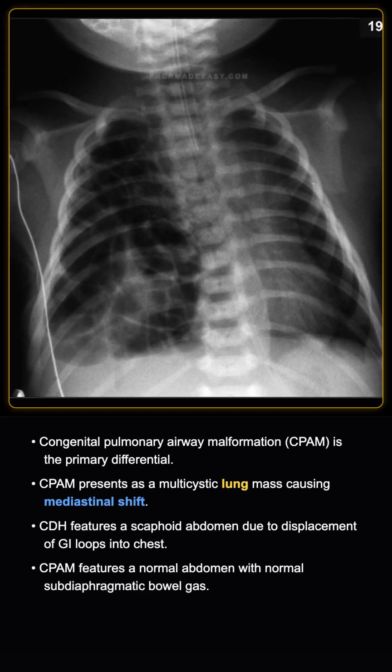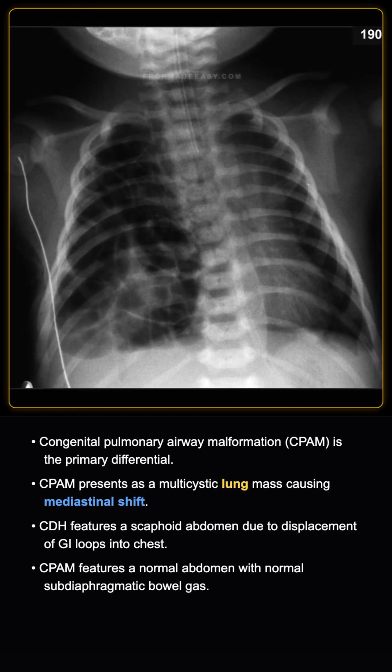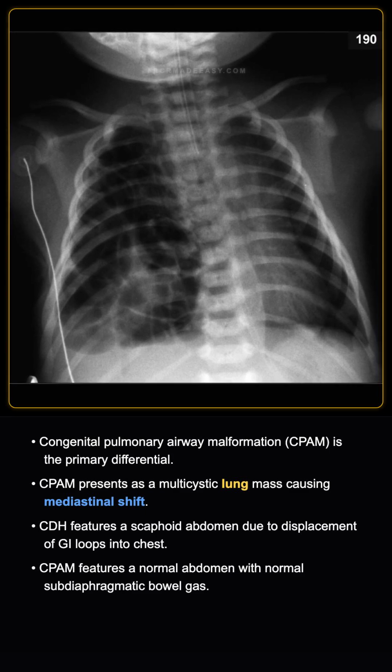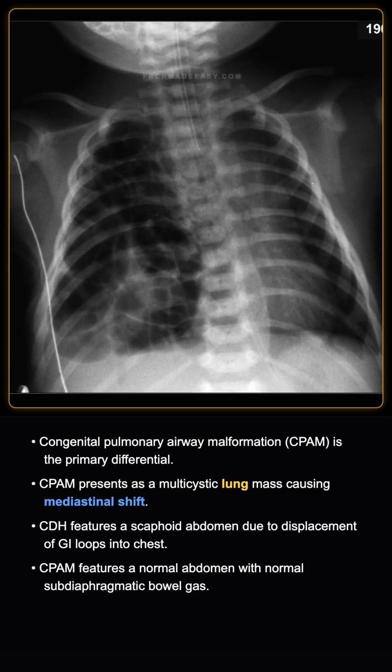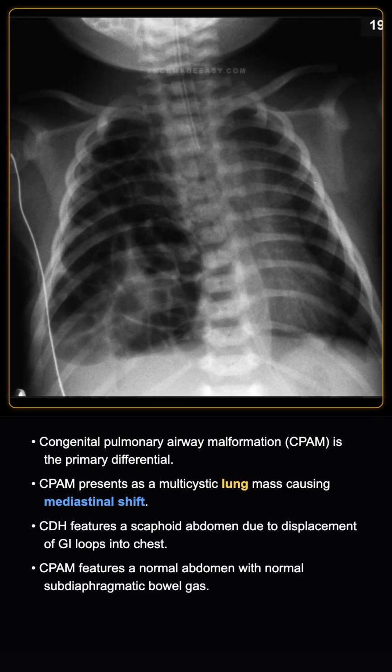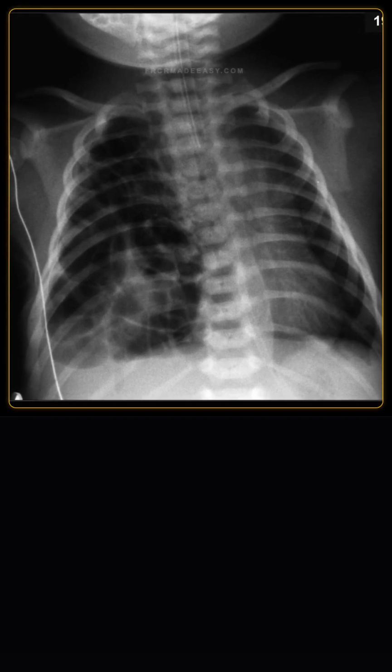In congenital diaphragmatic hernia, the stomach and bowel loops herniate into the chest, resulting in a scaphoid abdomen with a lack of normal bowel gas patterns below the diaphragm. In congenital pulmonary airway malformation, the stomach and bowel remain entirely within the abdominal cavity, showing normal subdiaphragmatic bowel gas.